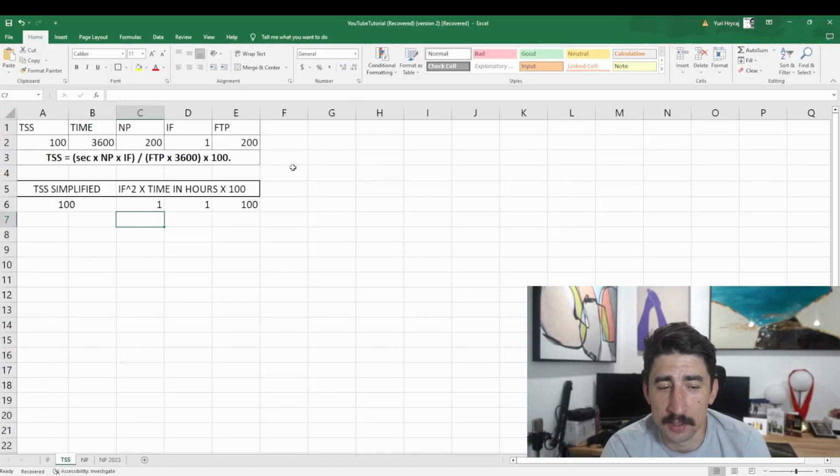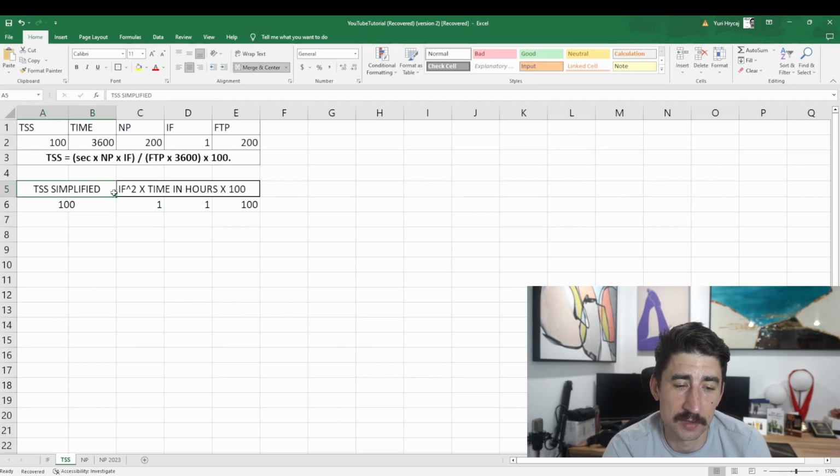So we're going to jump back into Excel. We are back at TSS. We've written out the original formula, and now we have a simplified formula. So we have TSS simplified: IF multiplied by IF, multiplied by time in hours, multiplied by 100. What that means is you're going to take an IF, multiply it by itself, and then multiply that by hours, multiply by 100, and we should get the same value.